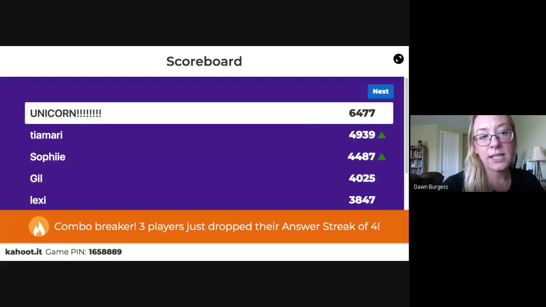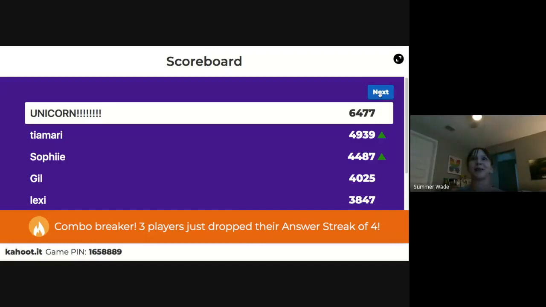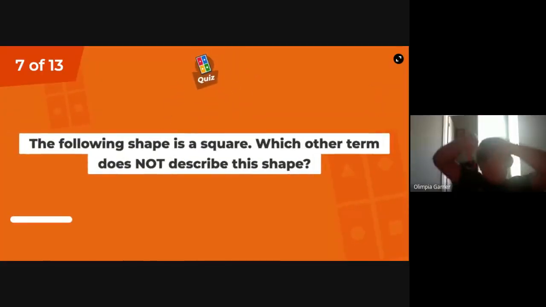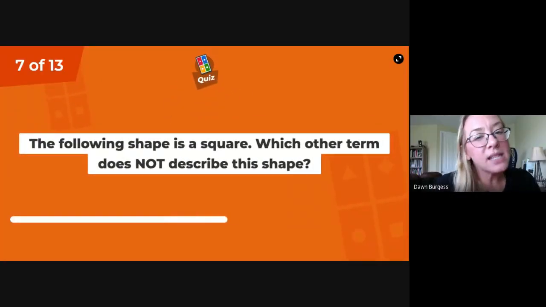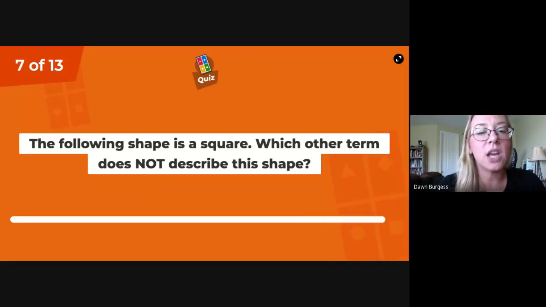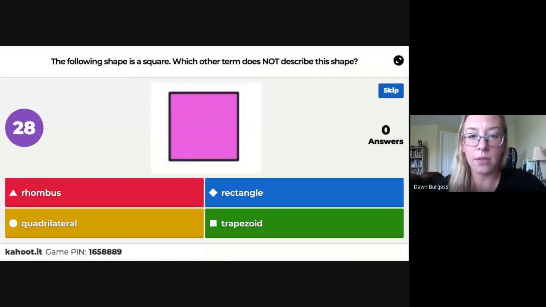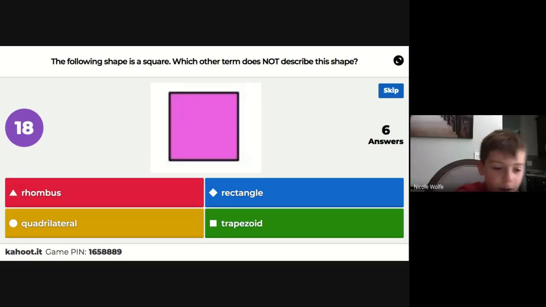Unicorn still in the lead. Tia jumped up to 2nd. Good job. I really want to win. The following shape is a square. Which other term does not describe the shape? So it's a square, but what other term would you not be able to use? This is too easy.